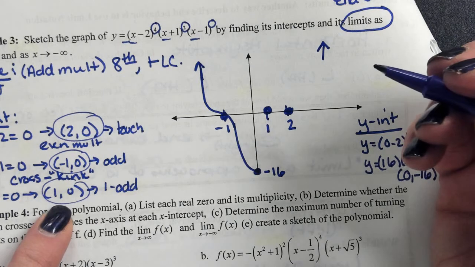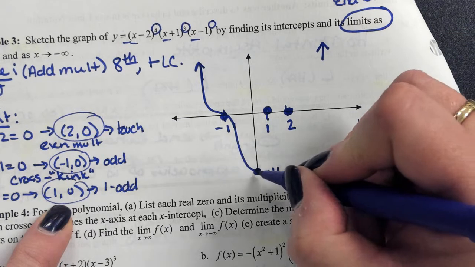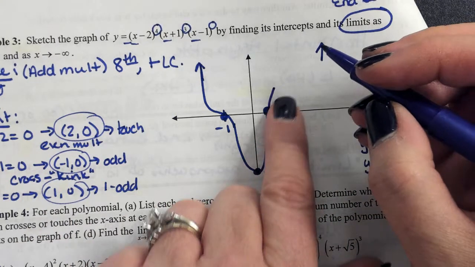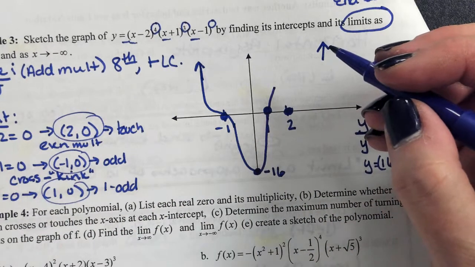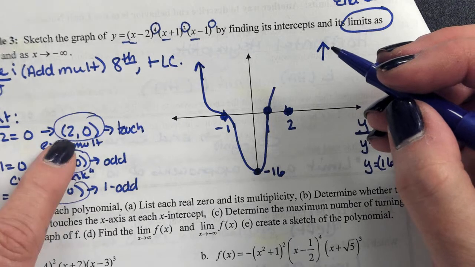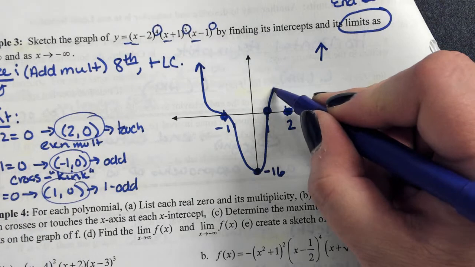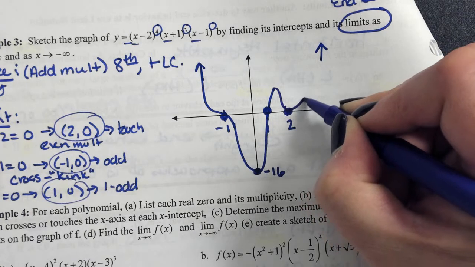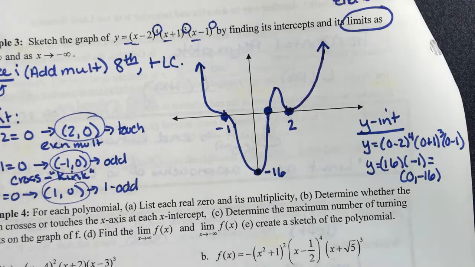Then you told me at 1, 0, it's going to cross because of odd multiplicity. So it crosses straight over. I don't have that kink at 1, 0. At 2, 0, you told me because it's even multiplicity, it's going to touch. I know it's going to have to come down, bounce off the x-axis at 2, 0, and come back up.